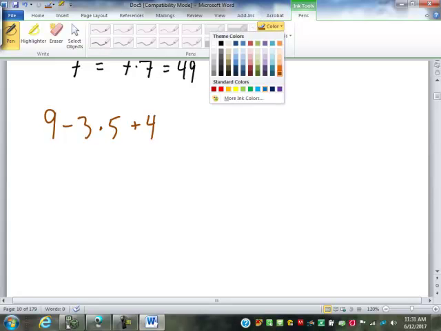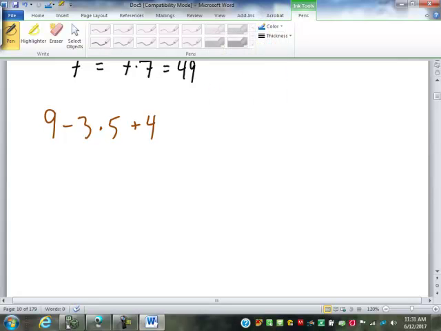Now, some people might look at this and say, well, I read going left to right. I'm just going to do that left to right. 9 minus 3 is 6. 6 times 5 is 30. 30 plus 4 is 34. Which makes sense, but it is wrong.